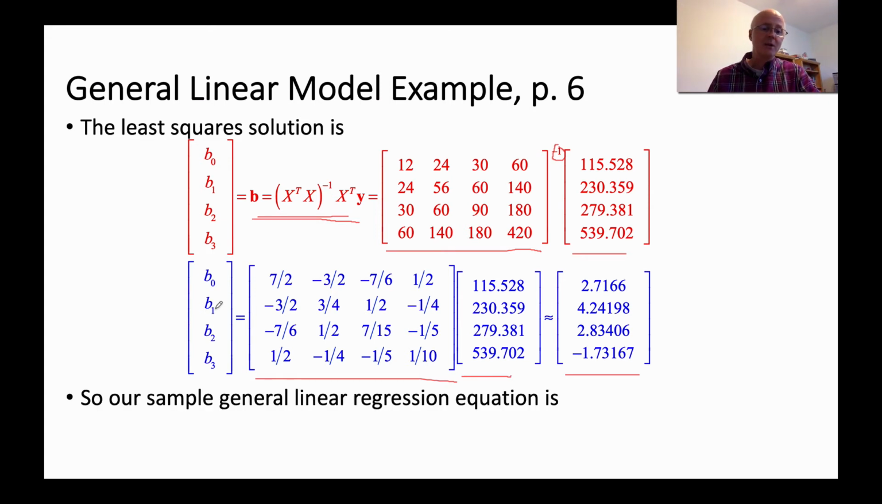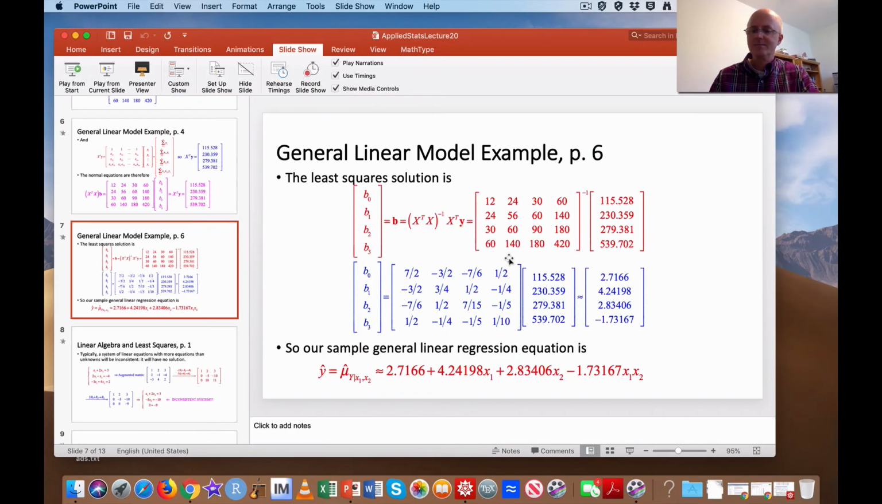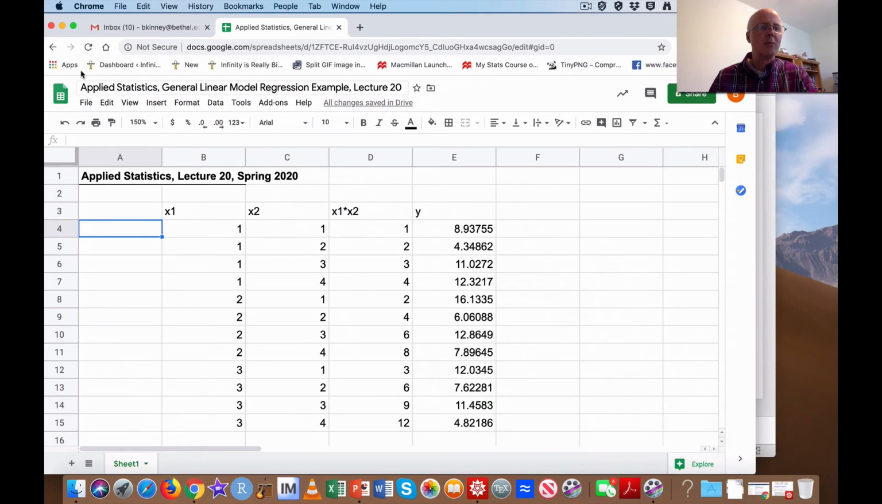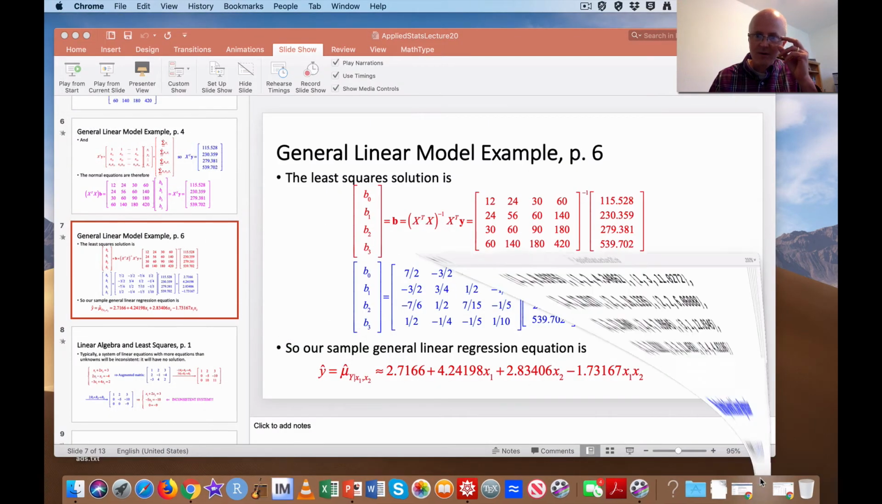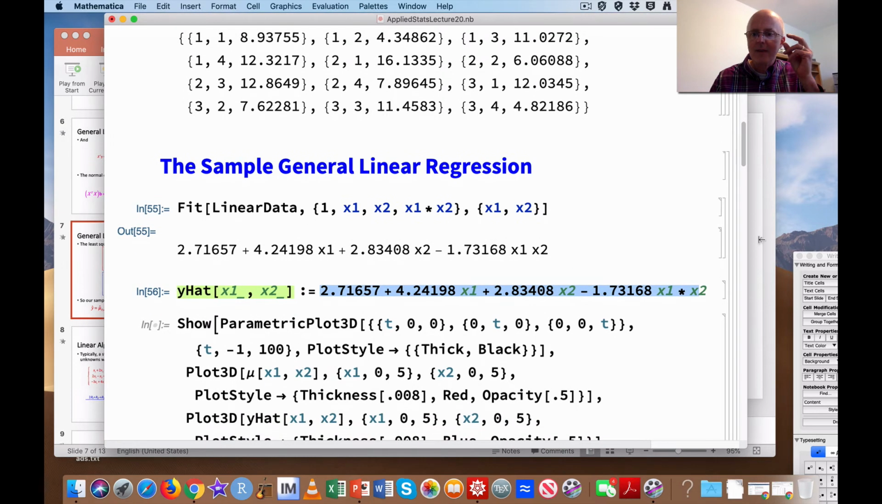So our answer, our sample general linear regression equation, is this one right here. Y hat equals, you can also write mu hat equals, approximately 2.7166 plus 4.24198 x1 plus 2.83406 x2 minus 1.73167 x1 times x2. Maybe write that down because I'm about to show you the Mathematica again to see that it is the same number. I'm trying to memorize these here briefly right now. Or we can maybe toggle back and forth. Oh, that's the spreadsheet. Here's the Mathematica. Is this the same thing that we got there?